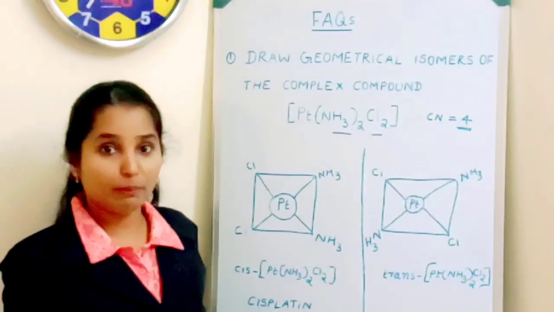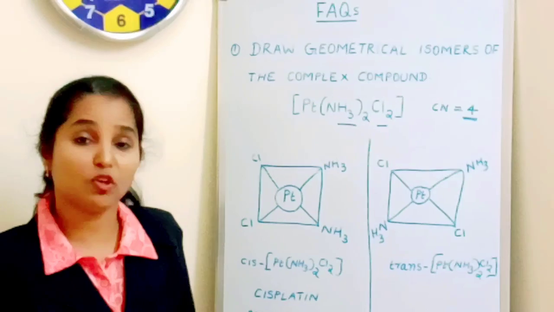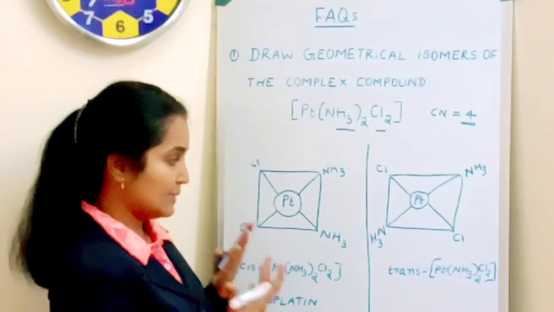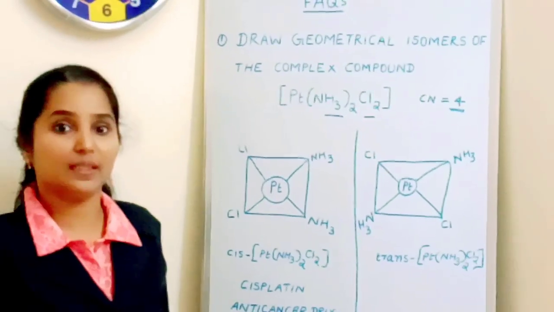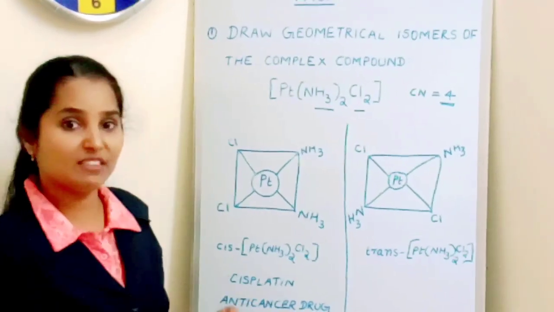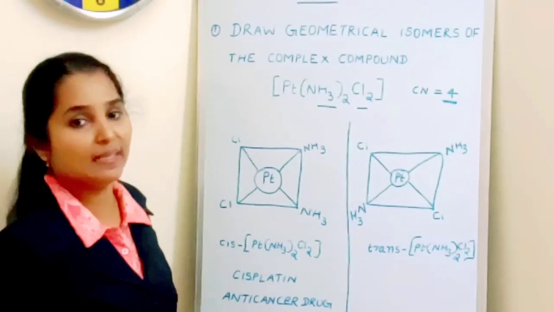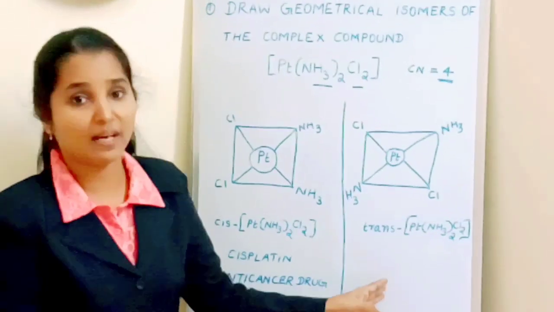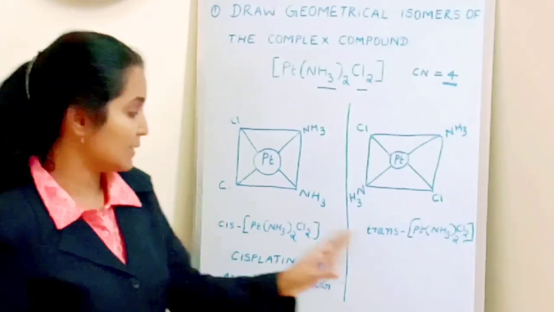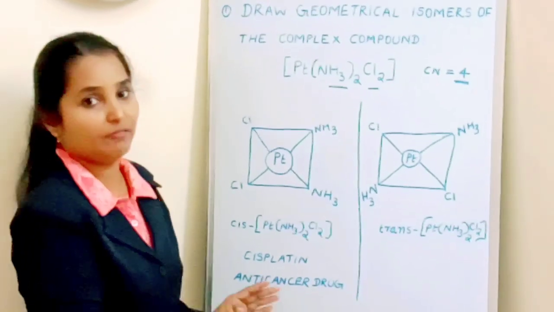And what is special about this? It doesn't have any anti-cancer properties, because we have already learned that these isomers have the same chemical formula, but they are not the same. They are different because their atoms are arranged differently. So this particular trans form of the same coordination compound does not have any anti-cancer properties, but cisplatin is the best anti-cancer drug that we can get.